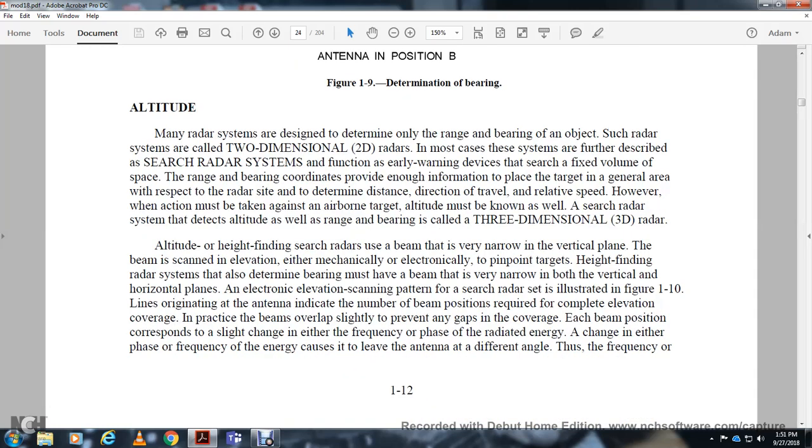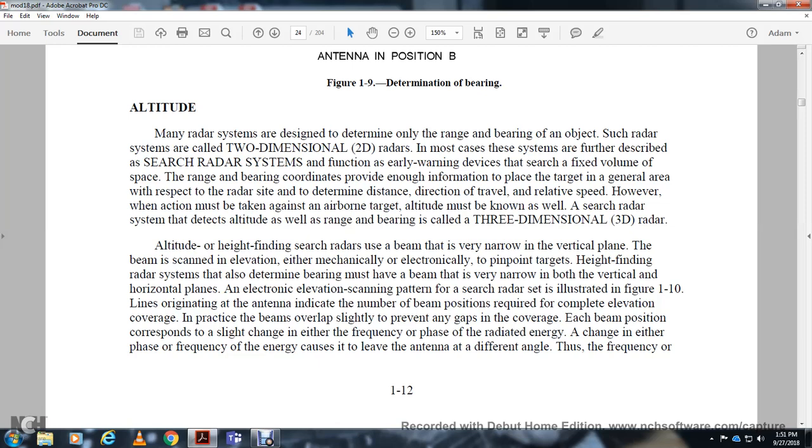Many radar systems are designed to determine only the range and bearing of objects. These radar systems are called two-dimensional radar. For the most part, these are the systems described as search radar system functions. Early warning devices cover a fixed volume of space in range and bearing coordinates to provide information on targets in the general area with respect to the radar, so as to determine the distance, direction of travel, and relative speed.